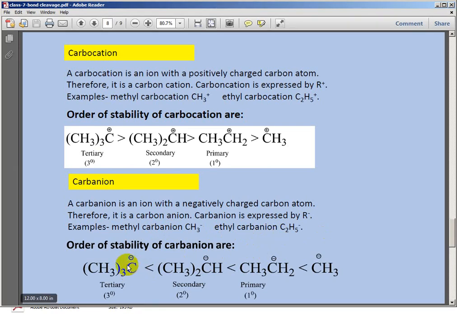Here is the negative charge, like in tertiary. Here the three electron releasing groups donate electrons, so the electron density increases. The electron density here is negative, and they are also giving negative, so the negative charge increases. More charge means it becomes less stable. So the stability decreases here, and this one is more stable.